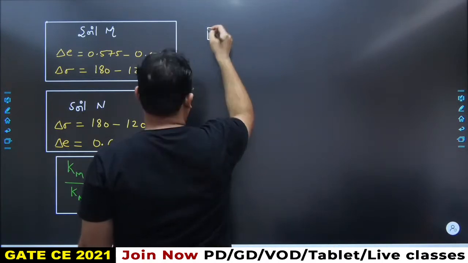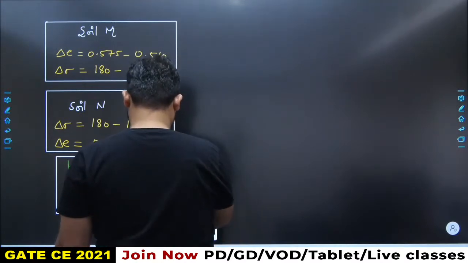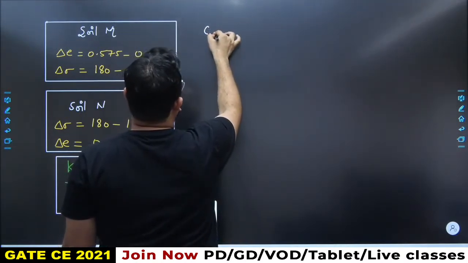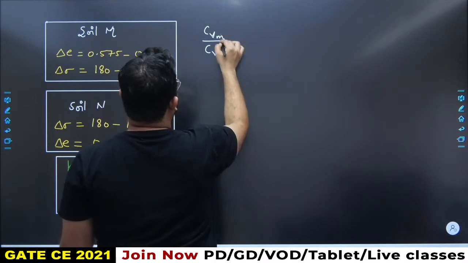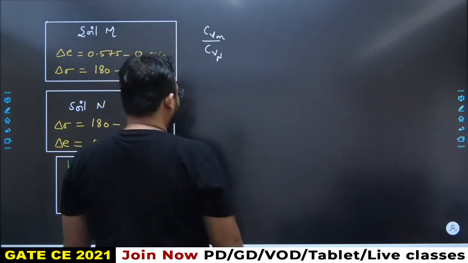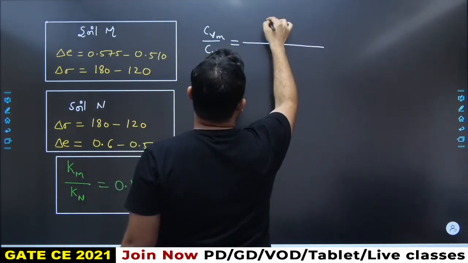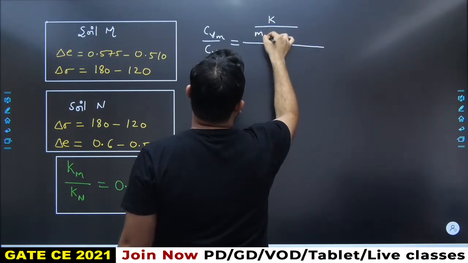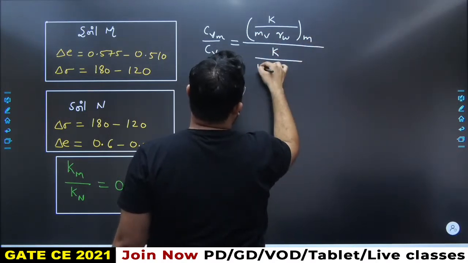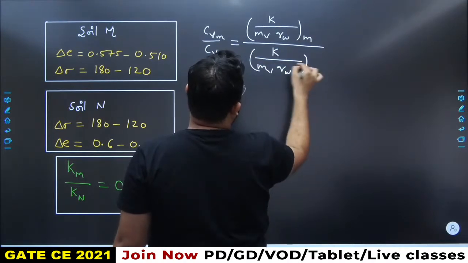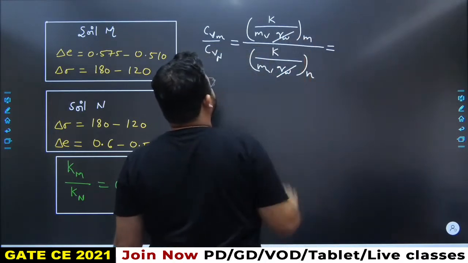So we have the question, we need to determine Cv by Cv. Here we have to determine for the soil M and here for N. So if I write the formula, you people should know, we have the formula K divided by mv gamma w for soil M. We have the formula K divided by mv gamma w for soil N. So here you see, this gamma w to this gamma w is cancelled.